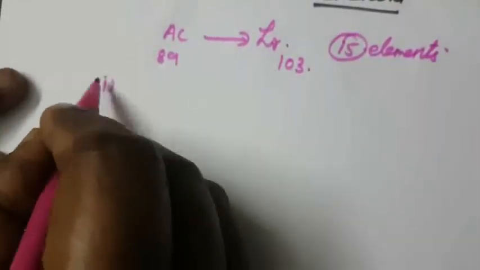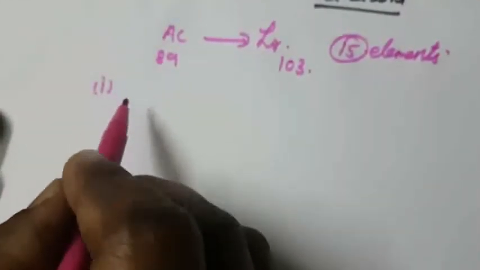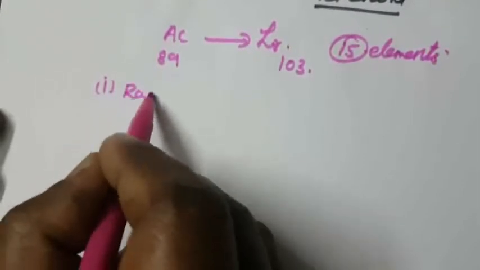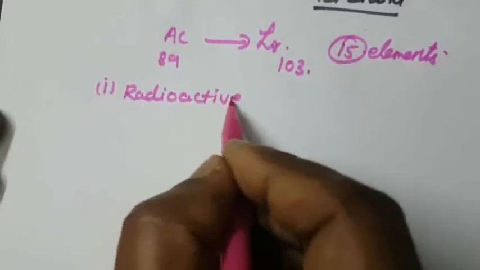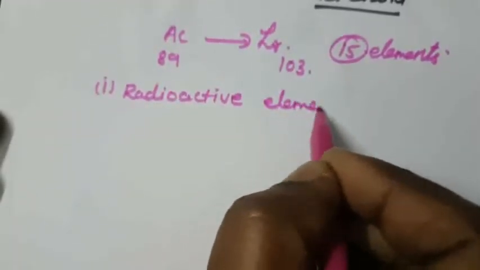So what are the properties? First one: all the elements are radioactive in nature. Okay, this is the first point. All the actinides are radioactive elements.